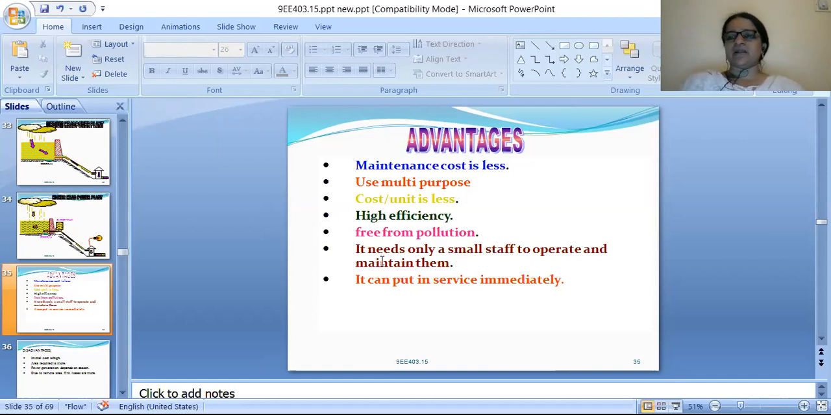Not only this, you need to pass coal from the coal storage plant to the boiler. Next, we have the problem of ash disposal, and additional work like pulverization of coal and storage of coal. These complicated things will not happen in a hydroelectric power station. That is the reason it needs a small staff to operate and maintain them.